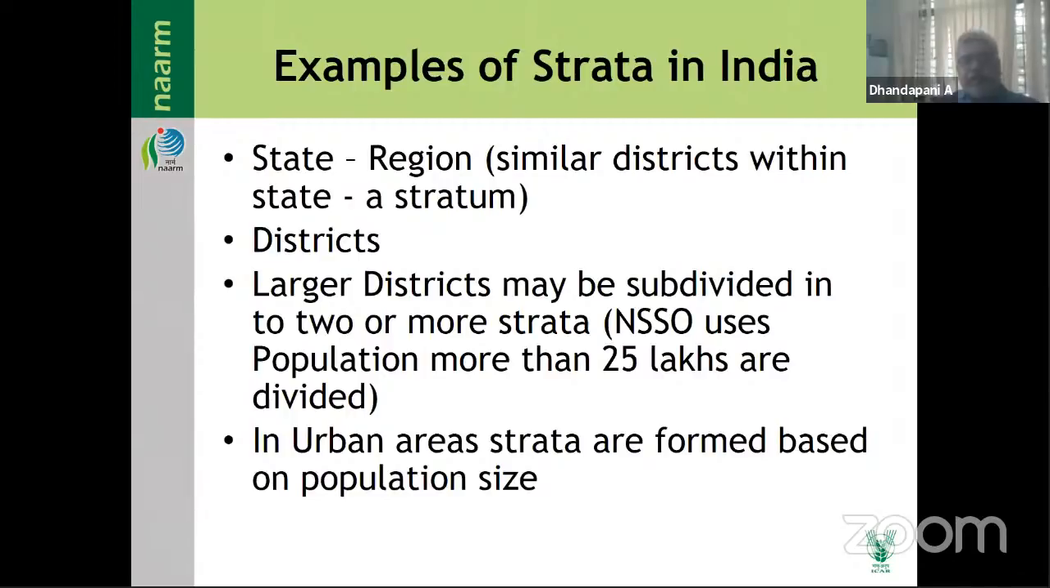The other one is that, for example, urban areas may be further divided based on their population size. So depending on your target study area, you have to think about how you are going to divide this. The division usually depends on how similar or how varied the units are. And there are various ways. I will come to that a little bit more.